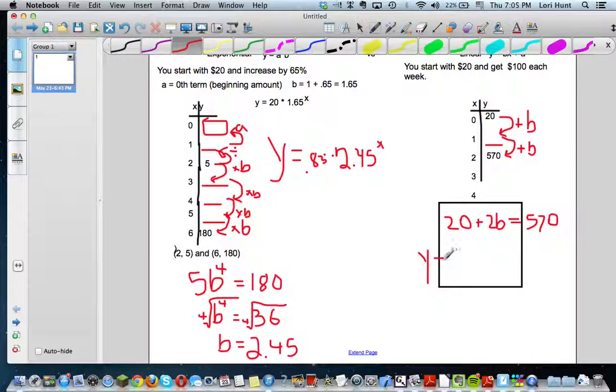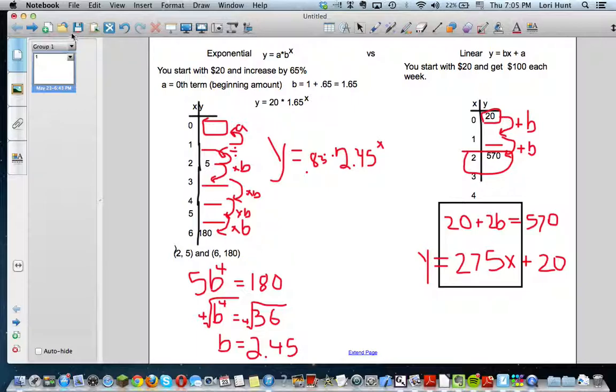So y equals, and here I was given my original amount, so y equals 275x plus my starting amount, which was 20. Now I can check it and see if it's right. 275 times 2 plus 20 should equal 570. And it does. So that's the difference between exponential and linear.